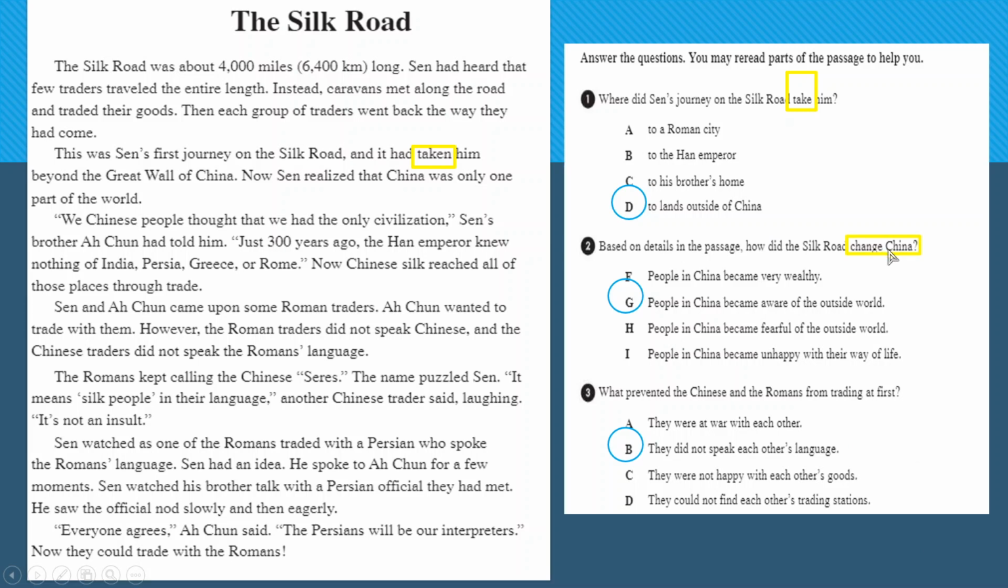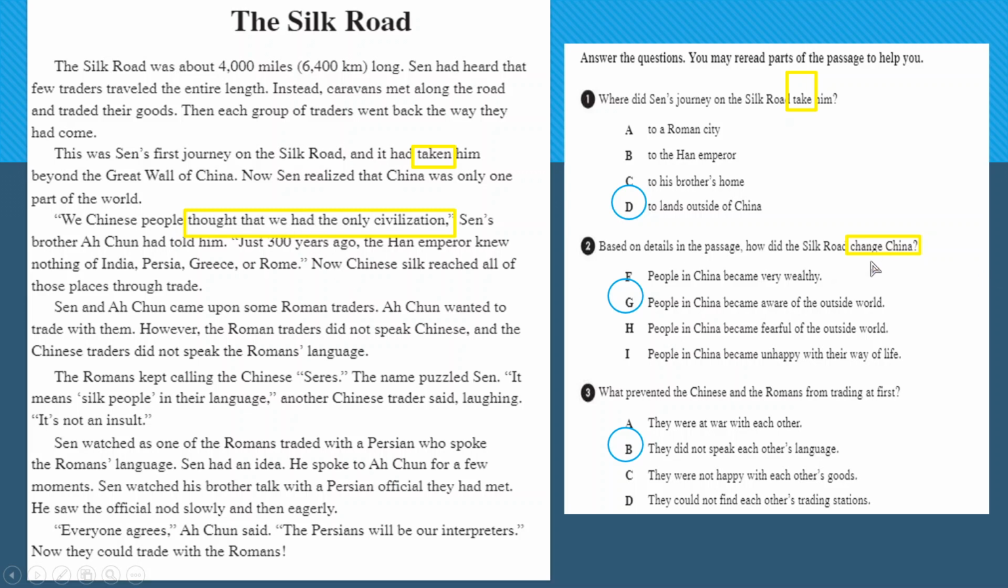Next, let's go to the second one: "change China." Getting the idea from the words "change China," you can find this idea: "thought that we had the only civilization." Because of the Chinese civilization before, they thought that they were the only world. They thought that they were the only place in the world.